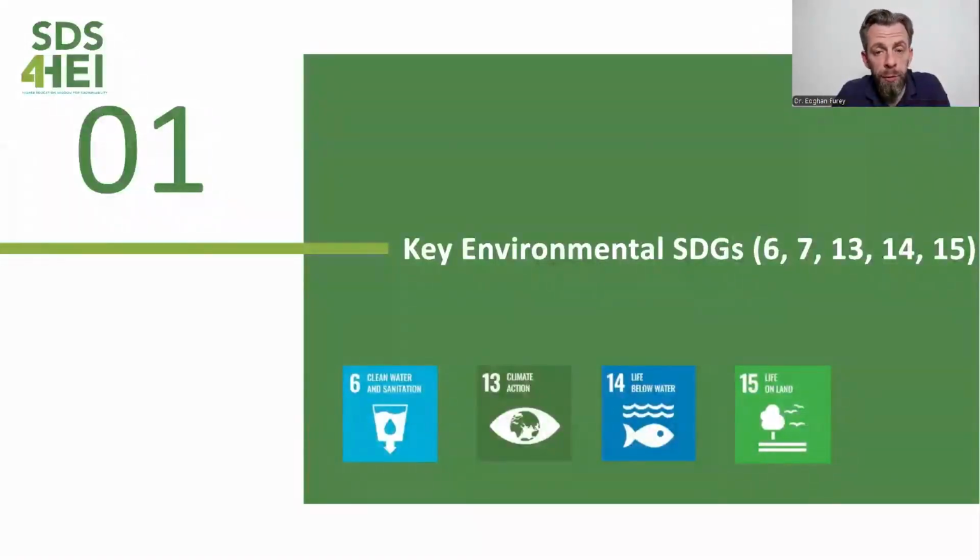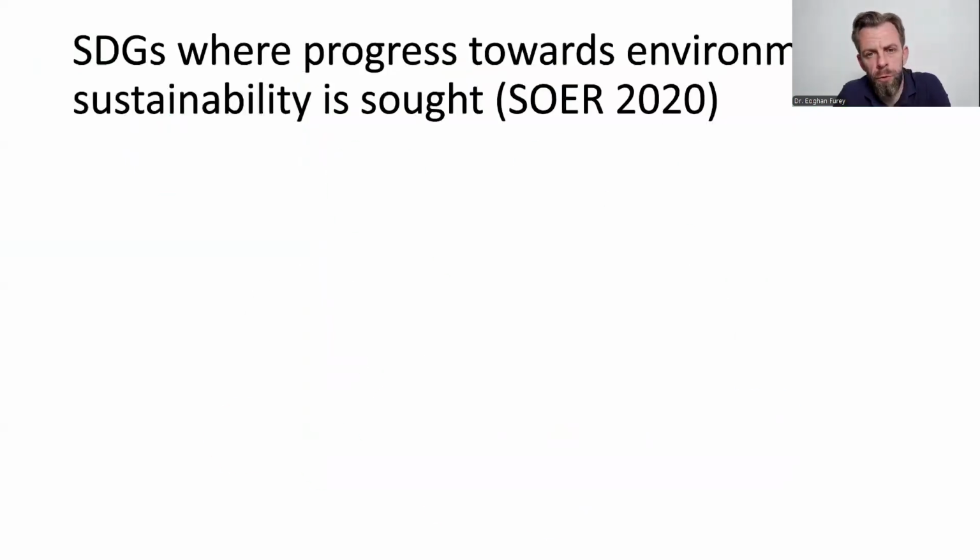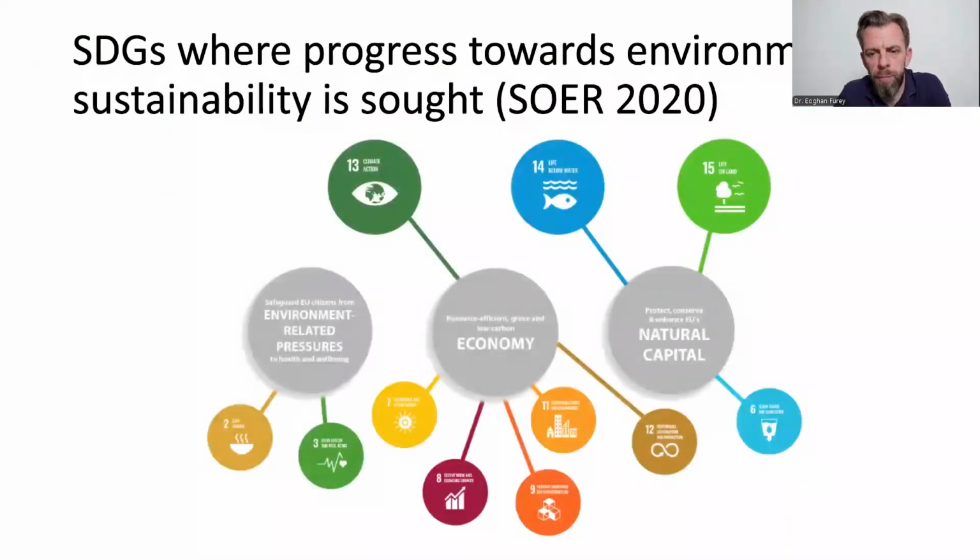Section 1 of the MOOC is going to focus on these key environmental SDGs and what they are, looking particularly at 6, 7, 13, 14 and 15 and what these numbers actually mean. So you can see from this diagram that there's lots of links between the Sustainable Development Goals. And while we're not talking about them all here, you can see that they do impact common areas.